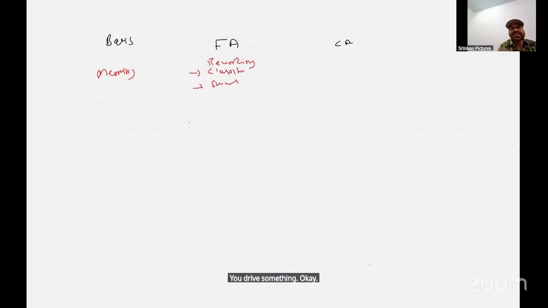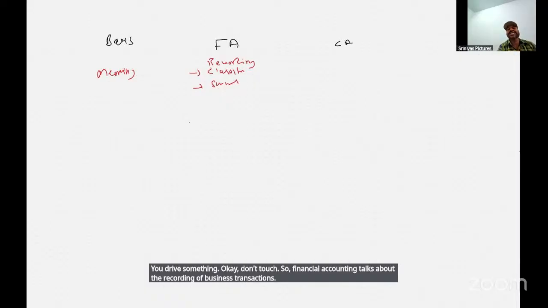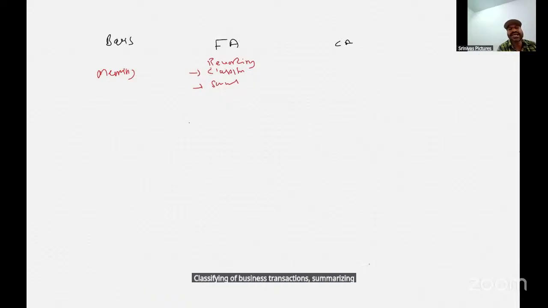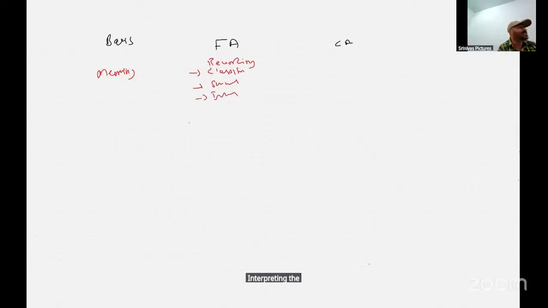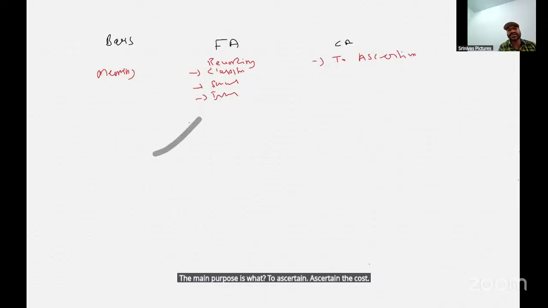So financial accounting talks about the recording, classifying, summarizing, and interpreting of business transactions. Cost accounting talks about what? The main purpose is what? To ascertain the cost, to decide the selling price, and to control the cost. For these purposes we use cost accounting. Is it clear? Yes, sir.